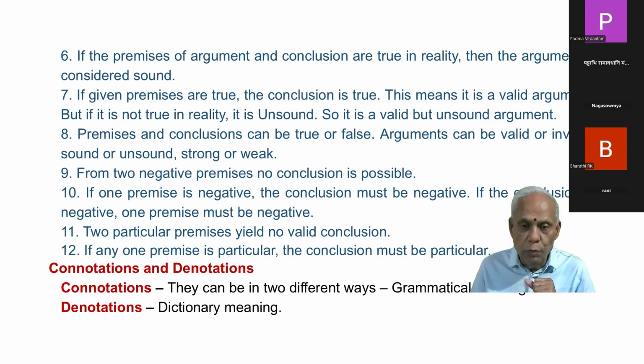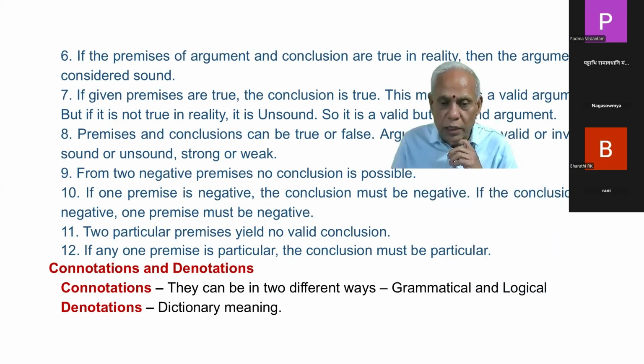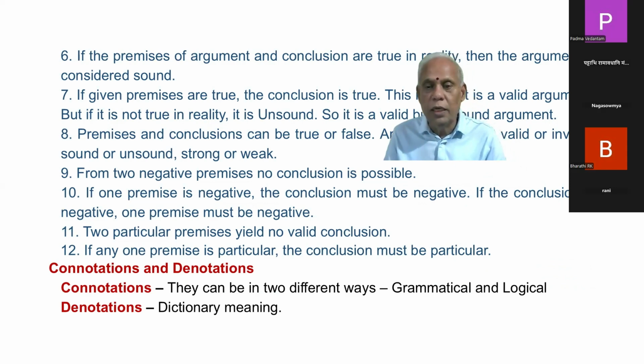Then, from two negative premises, no conclusion is possible. For example, from two negatives, such as all men are not good. When we give two premises, both in a negative sense, you cannot draw any conclusion. If one premise is negative, then the conclusion must be negative. If one premise is positive and the other is negative, then the conclusion is automatically negative. In other words, if you have a negative conclusion, it implies that one of the given two premises is definitely negative.